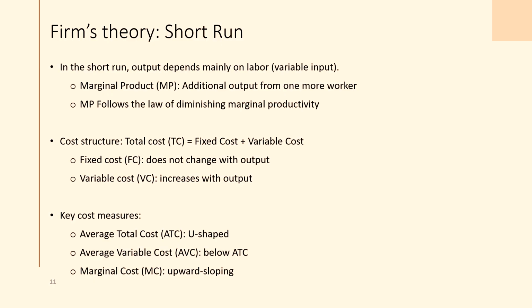Costs are divided into fixed and variable costs. Total cost equals fixed cost plus variable cost. Average total cost is U-shaped. Average variable cost lies below average total cost. Marginal cost is upward sloping. These cost curves are essential for understanding firm decisions.